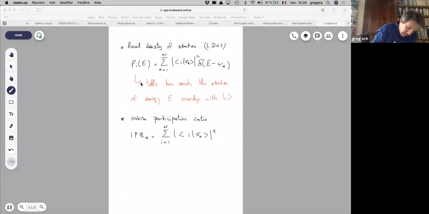So suppose that our state V alpha is localized on a given number of sites, and call this number n alpha. Suppose that this scalar product I V alpha is different from 0 on n alpha sites, and constant over this region, just to fix the idea.